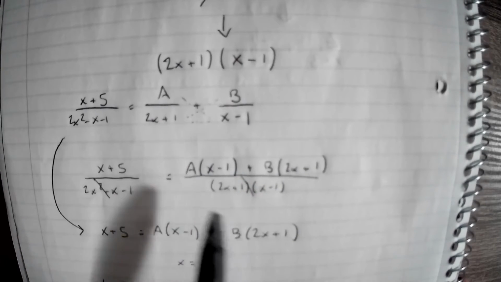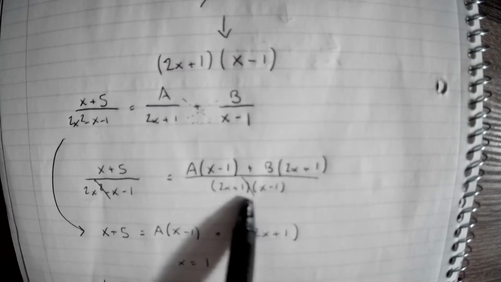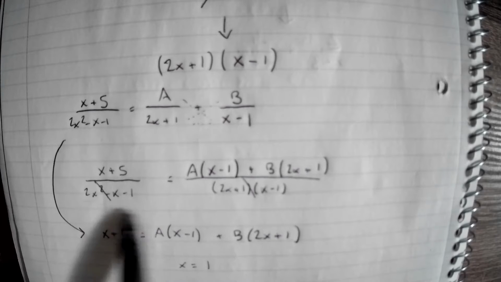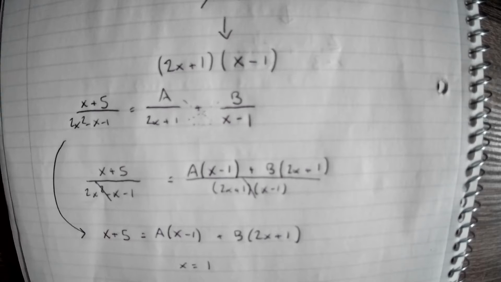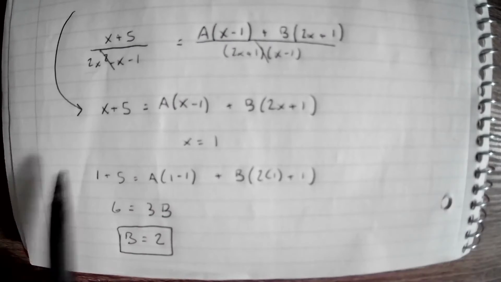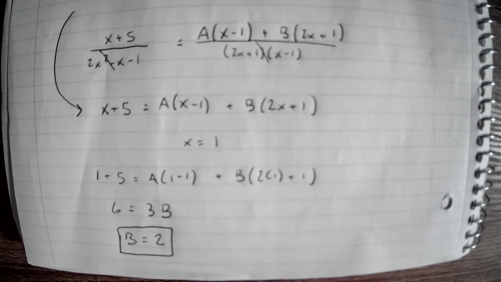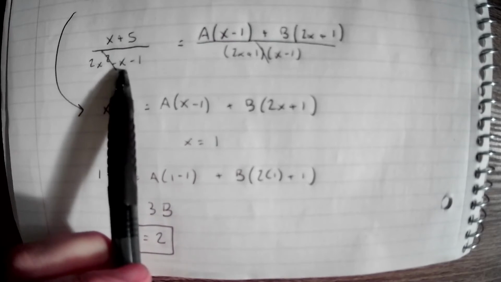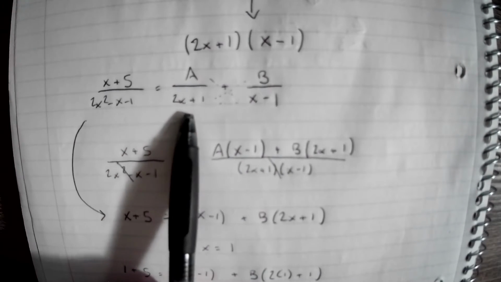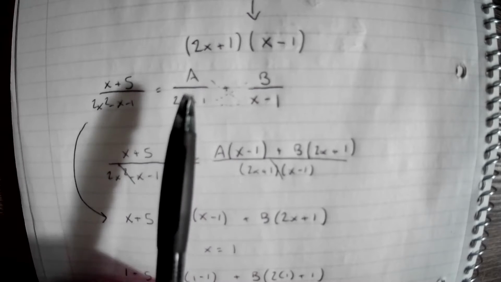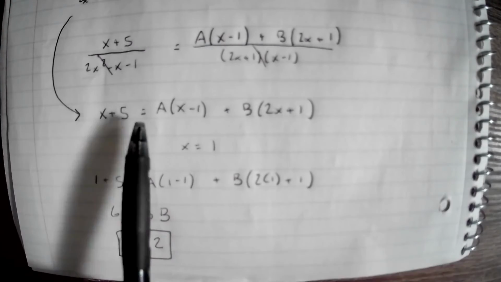So right here, I have that step where we cross multiply: a times x minus 1, b times 2x plus 1, and the bottom. Again, we know that these two denominators are the same, so we can just cancel them out. Boom, and get a super easy x plus 5 equals a times x minus 1 plus b times 2x plus 1. Now, like I said, we know the denominators are going to be the same because we factored it. So when you're doing it yourself, when you get to this step, you can just skip all the way to this step. Just make sure you multiply a by the other denominator and b by the other denominator.